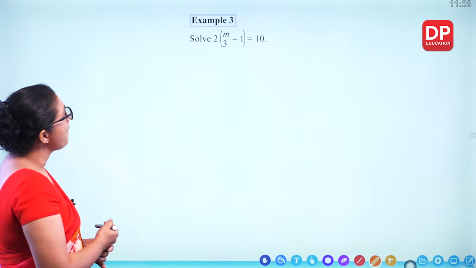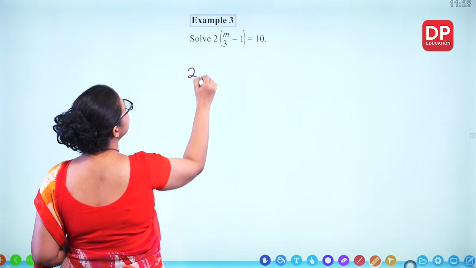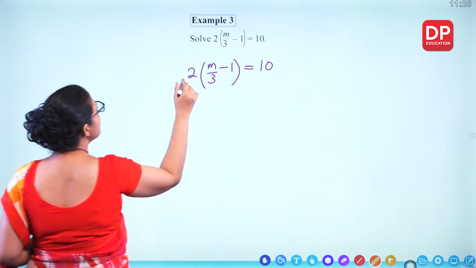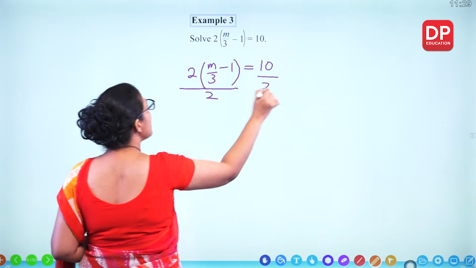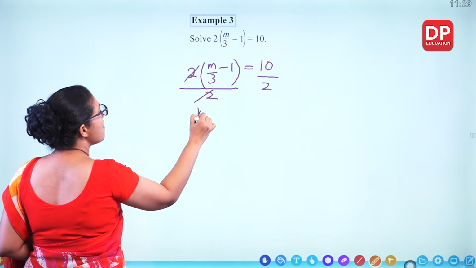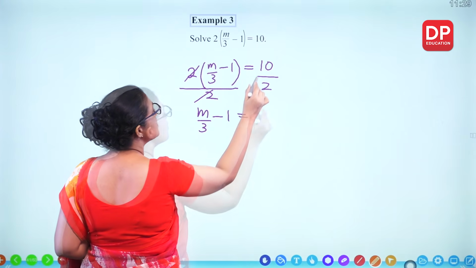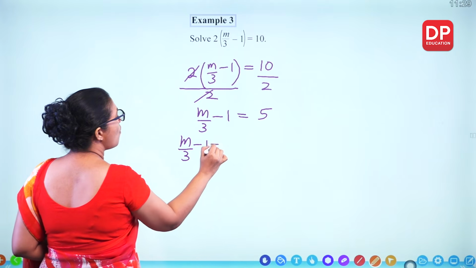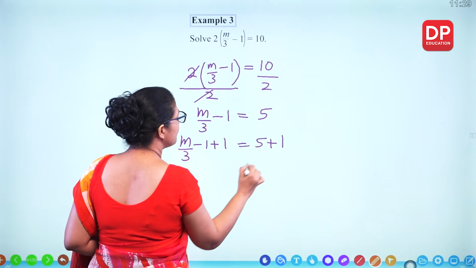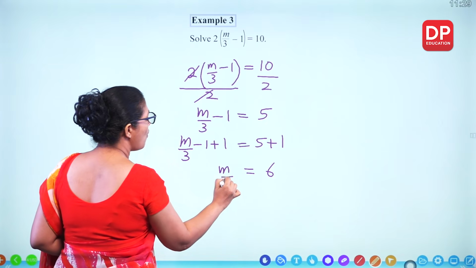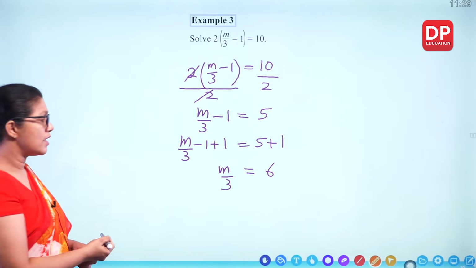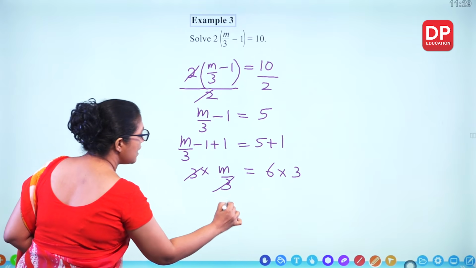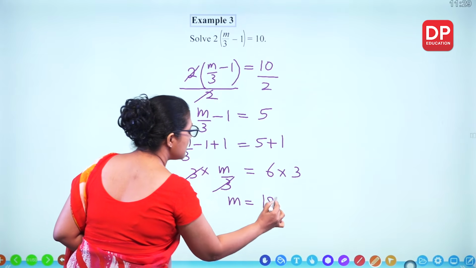Example number 3. 2 is there. m over 3 minus 1 equals 10. First we'll get rid of this 2. Divide both sides by 2. You get m over 3 minus 1 is 10 divided by 2, which is 5. Now add 1 to both sides. You get 6 equals m over 3. Now there's a fraction. To get rid of that, you multiply both sides by 3. You get m equals 18.